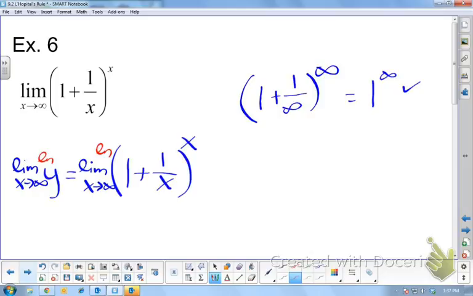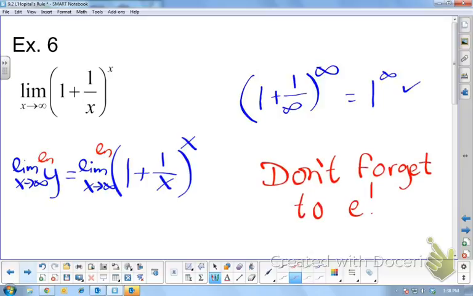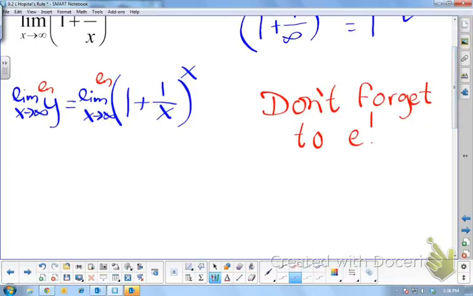And this is going to affect our final answer. Because when we ln both sides, we've got to undo that at the very end. At the very end, we're going to have to e both sides. And that's something that's easy to forget. Don't forget to e. So we ln both sides. When we've natural logged something, what can I now do with that exponent?